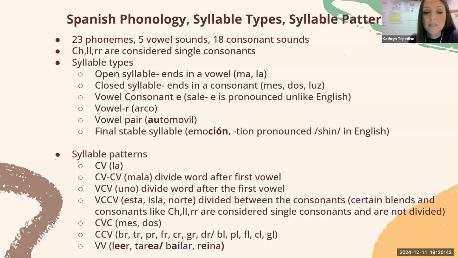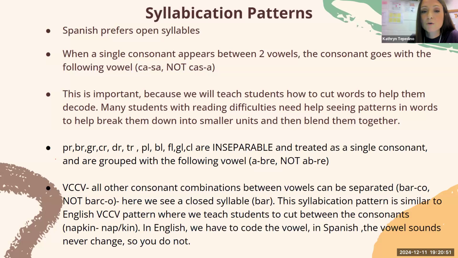Closed syllable. Then we have our blends, which also stay together, and then our vowel-vowel pattern. So Spanish prefers open syllables. If we have a single consonant and it appears between 2 vowels, then the consonant is going to go with the following vowel, not the one preceding it. So it's not cas, it's cas.